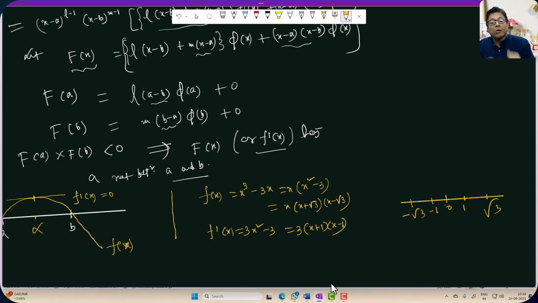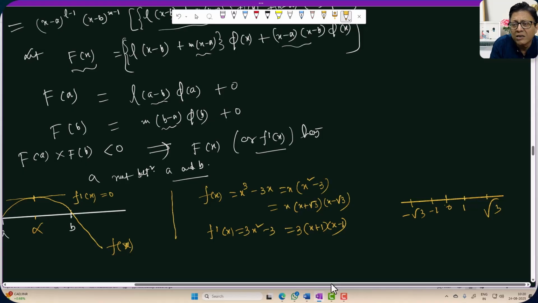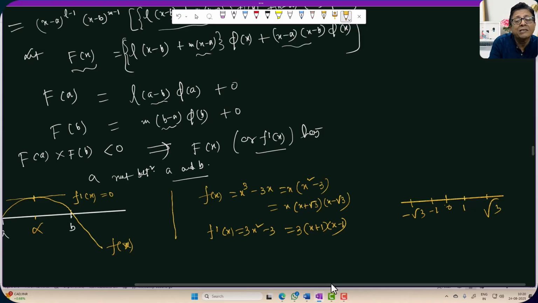One more important observation you do, this will help you later. Roots of fx are all real. Roots of f dash x are also all real. Very interesting, very important. Should keep in your mind. Roots of fx, you see, roots are what? 0, minus root 3, plus root 3. They are real. F dash x also has real roots.